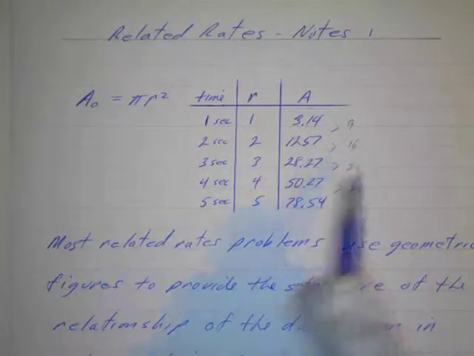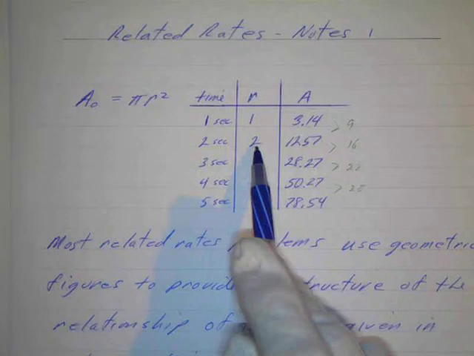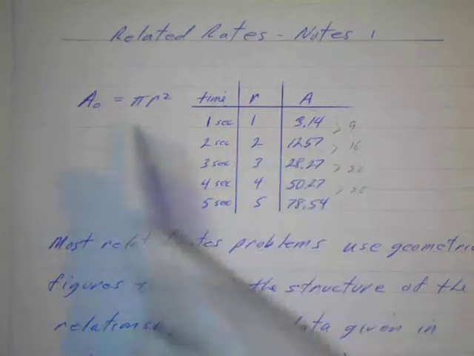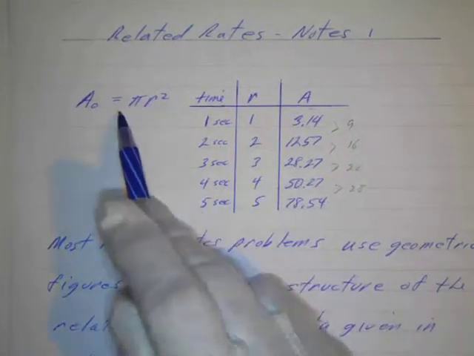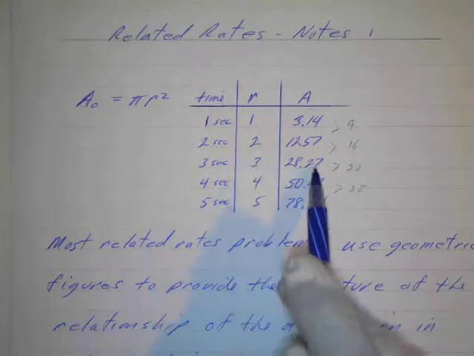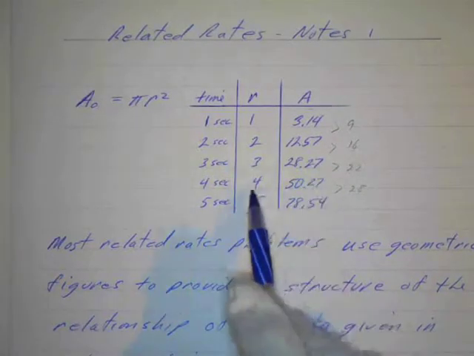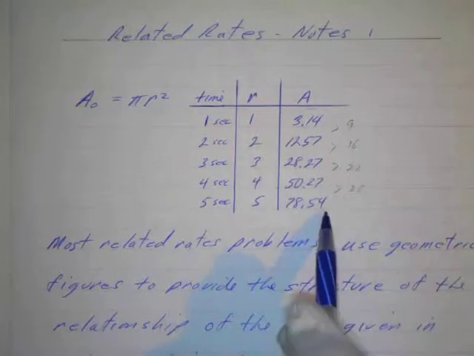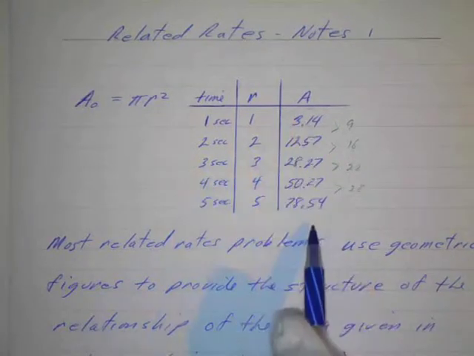And then I calculated these out. When the radius is 2, the area is about 12.57. If you just put the 2 in there, 4 pi is about this. Then 9 pi, 16 pi, 25 pi. So pi r squared, we just square the radius and multiply times pi, so we got these values for the area.